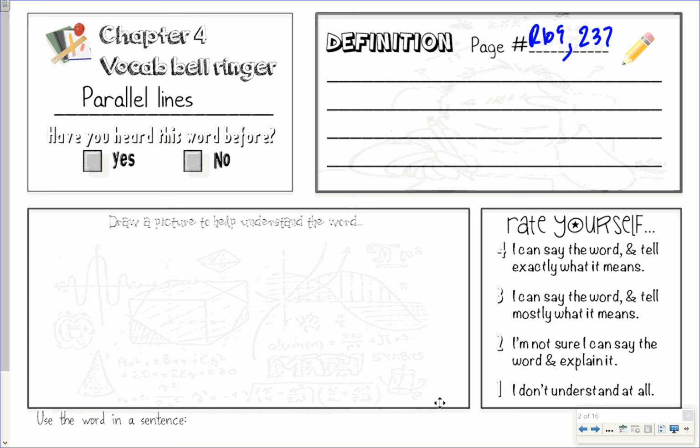Okay, how many equations are you gonna have? Well, how many lines do you have? 2. So how many equations are you gonna have? 2, right? Okay, what form are they gonna be in? Slope, intercept, okay?